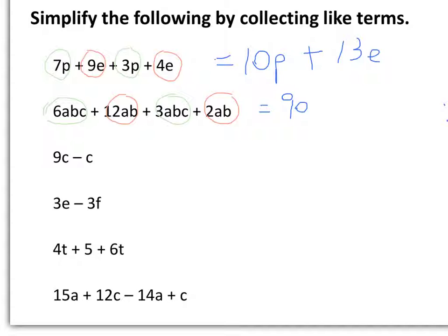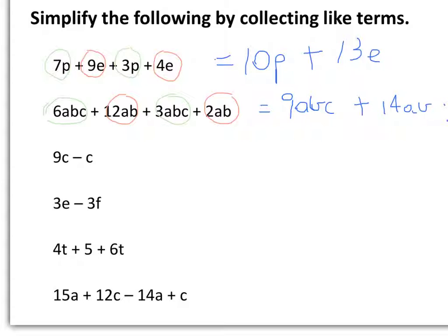we will have 6ABC plus 3ABC, so 9ABC, plus 12AB plus 2AB will give us 14AB.